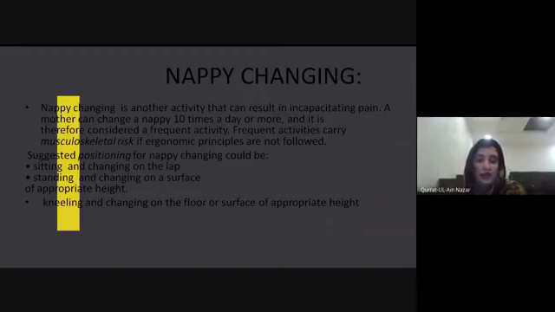Nappy changing is another activity that results in incapacitating pain. A mother can change a nappy 10 times a day or more, and it is therefore considered a frequent activity for the mother. This frequent activity can create musculoskeletal problems, and if proper ergonomic principles are not followed, then positions that increase the risks to the mother should be avoided, for example, sitting with knees extended and trunk flexed and twisted.